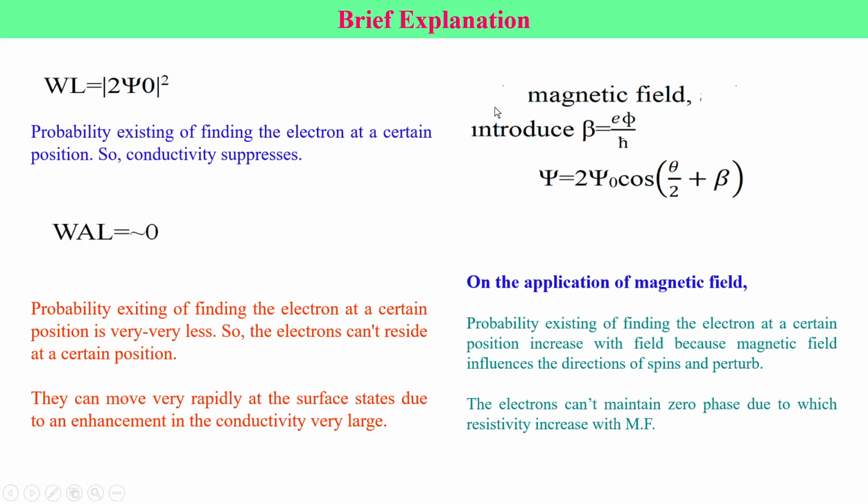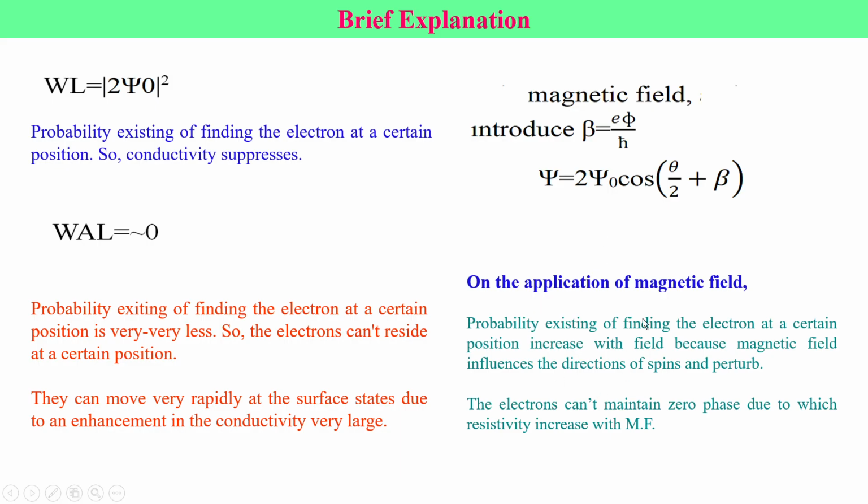So with the addition of the magnetic field on the surface states, the conductivity is enhanced and it decreases with the magnetic field, because the electron can move here and there, as the probability of finding the electron at a certain position is very low. But the addition of the magnetic field introduces an extra phase factor which increases the probability, and this is the total wave function of the electrons.